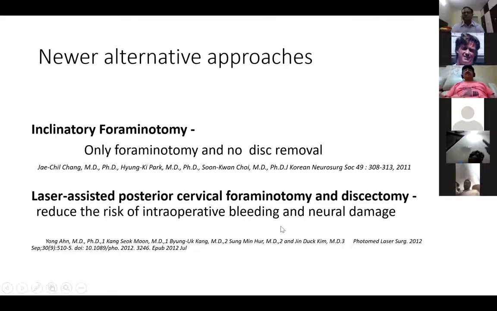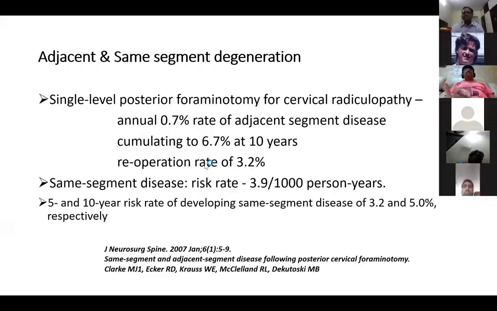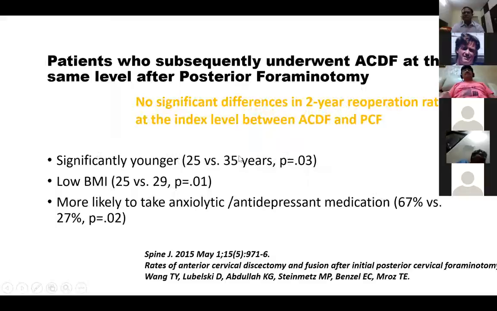Coming to adjacent segment degeneration, if you see lamina foraminotomy, the risk is very, very less, as you see here, compared to what you see in anterior cervical approaches. And the same segment disease risk rate is also less in these patients. So this is very good, robust evidence which is available in the literature. And the reoperation rate is less than 3% when you do posterior cervical foraminotomy.